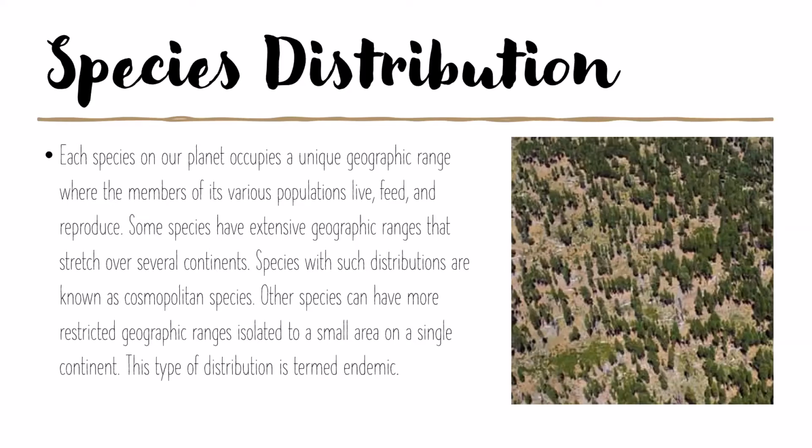Some species have extensive geographic ranges, which means they can stretch over several continents. You can find them in Africa, in Antarctica, just about anywhere. Usually these organisms are microorganisms. Species with such distributions are known as cosmopolitan species. That's a vocabulary word right there, cosmopolitan. Other species can have more restricted geographic ranges, isolated to a small area on a single continent. This type of distribution is termed endemic.